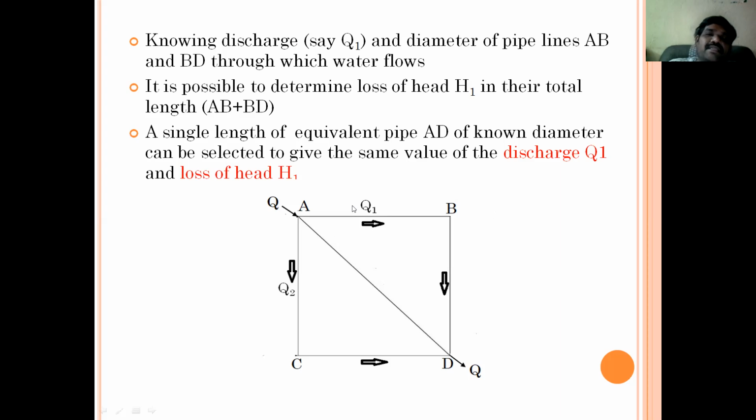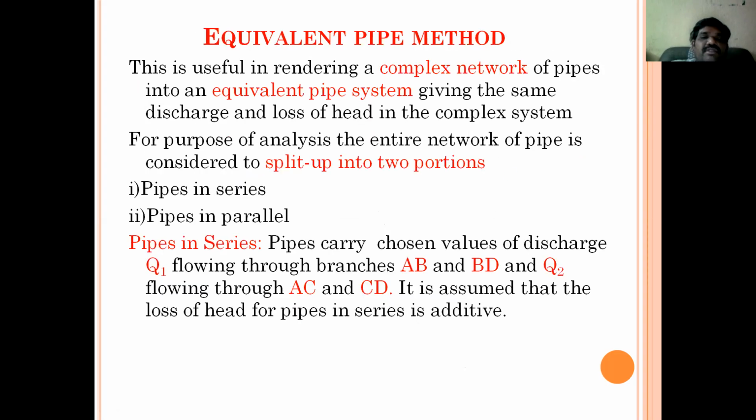Simply, there is a method, the nomograph method. With the help of the nomograph method, it is possible to determine the loss of head in the total length AB plus BD. With the nomograph, we can find out the total loss of head in AB and BD, and a single length of equivalent pipe from A to D with known diameter can be selected, which gives the same value of discharge Q1 and loss of head H1. That's what pipes in series is.